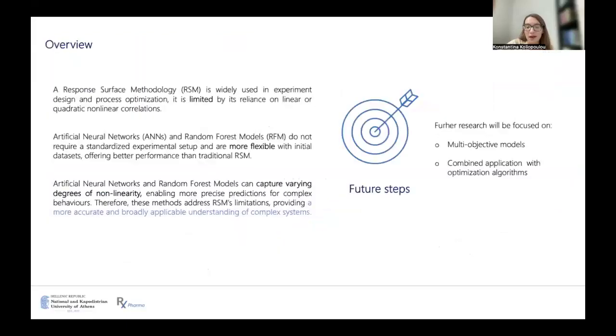To briefly summarize, response surface methodology is useful in process optimization, but is limited to simpler relationships. In contrast, artificial neural networks and random forest models capture complex nonlinear behaviors, offering greater flexibility and accuracy, especially for complex system predictions. Our future research will concentrate on developing multi-objective models and exploring the combined application of optimization algorithms.